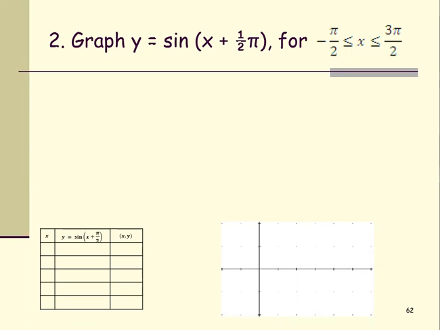In this problem, we are going to sketch the graph of y equals sine of (x plus pi over 2) for the range of x between negative pi over 2 and 3 pi over 2.